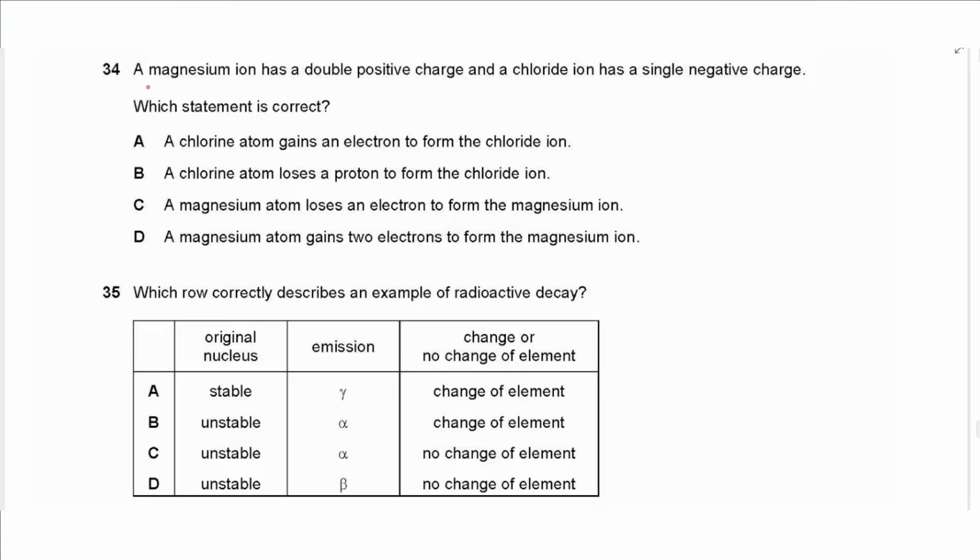Question 34 says a magnesium ion has a double positive charge and the chloride ion has a single negative charge. Which statement is correct? A chlorine atom gains an electron to form the chloride ion. That is correct. Gaining one electron causes a single negative charge, so the answer is A.